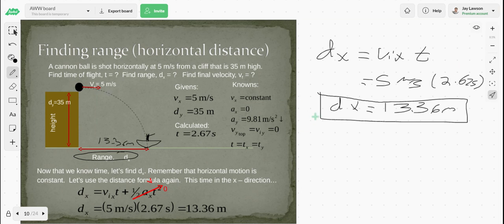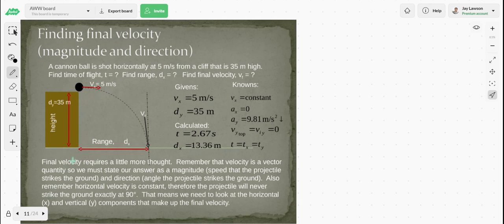Wouldn't think I'd have to explain that, but that's a common misconception actually. That displacement in the x direction is how far downrange it is. Okay, so remember that. So we found time, we found range. Now we're going to find velocity. We're going to find the final velocity. What velocity is it going to strike the ground with? All right, so here we go.